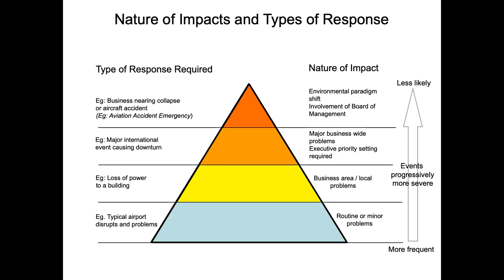And numerous airlines have collapsed because of the COVID pandemic, and many did during the financial crisis. So what I'm suggesting is that you can define the impact on a business at four different levels. The lower level is quite typical. We've seen them before, we see them routinely, and they're relatively minor. Occasionally you have more significant local problems, and from time to time, business-wide problems. And lastly, occasionally, events so significant they threaten the viability of a business.